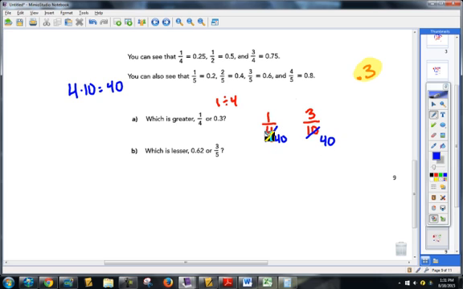I made them 40. Now remember, whatever you do to the denominator, you must do to the numerator as well. So I know that I multiplied by 10, so I've got to do 1 times 10, which is 10. Here I know that I multiplied by 4, so I've got to do 3 times 4, and I get 12. Right away, I have 10 40ths of pizza, and I have 12 40ths of pizza. I know that 12 40ths is going to be the greater one. So therefore, 3/10 is bigger than 1/4.